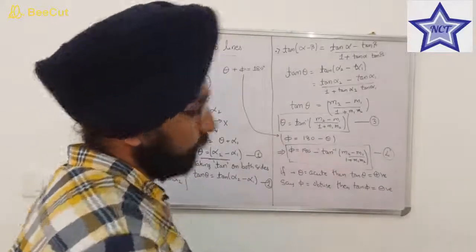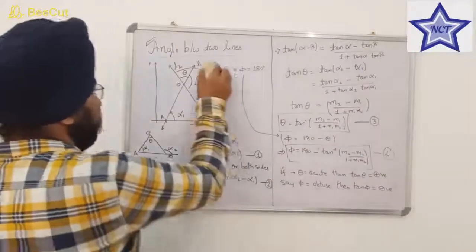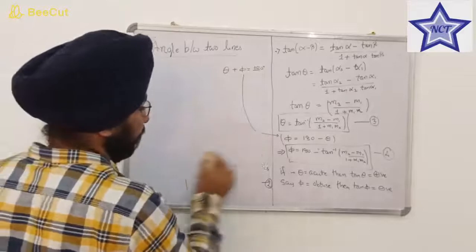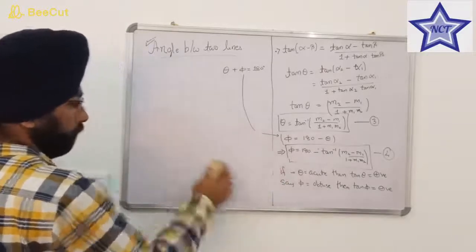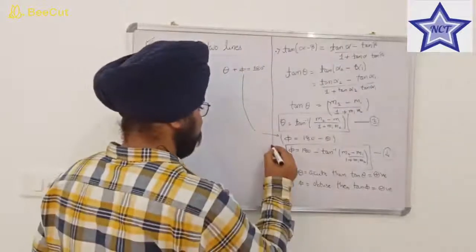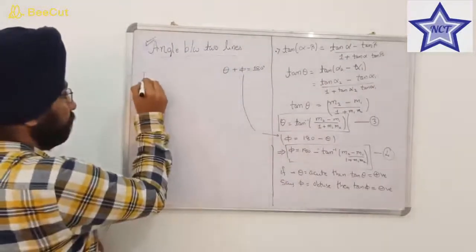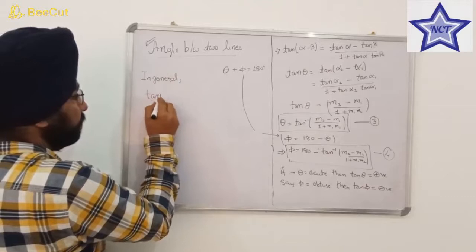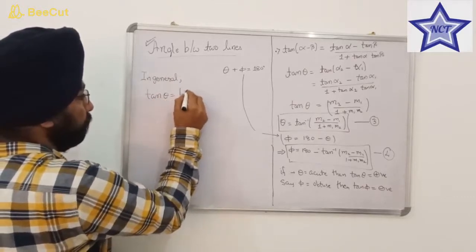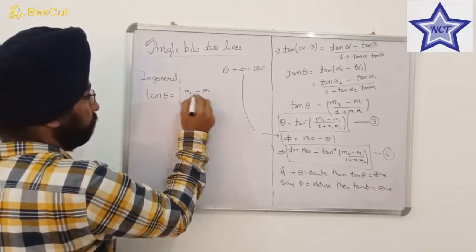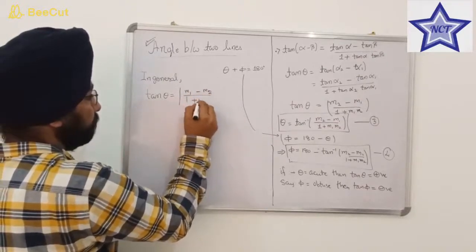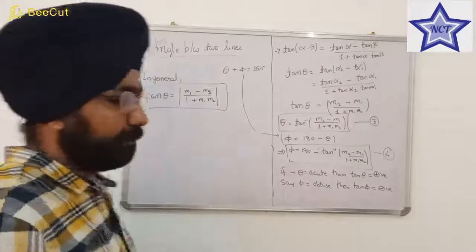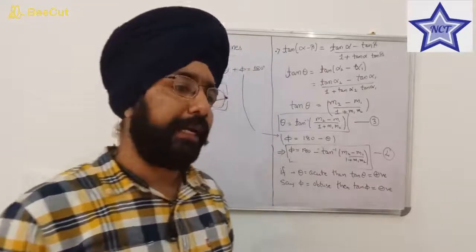So what I conclude from here in a very simple way is that the tan of the angle between two lines can be positive or it can be negative. So in general, the angle between lines is written as tan theta equals mod of m1 minus m2 upon 1 plus m1 m2. As per the question's perspective, you can write it as positive or negative.